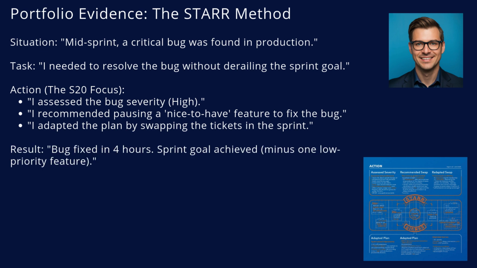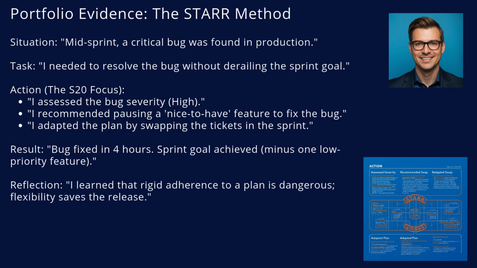Result. The bug was fixed in 4 hours. We still achieved the main sprint goal, only dropping one low-priority item. Reflection. I learned that rigid adherence to a plan is dangerous. Being able to swap priorities quickly saved the release.